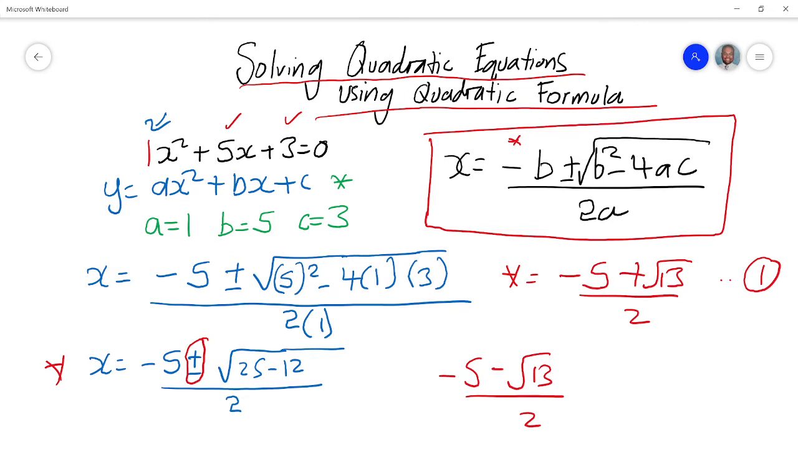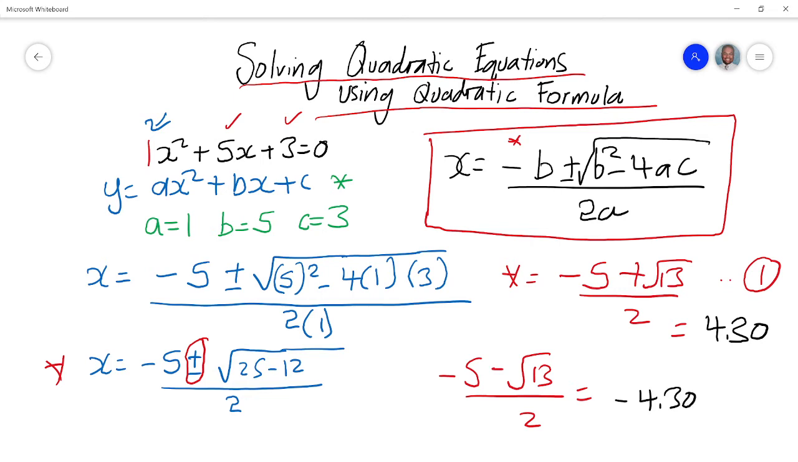All right. Now, suppose this was a calculator-based question. You would now use your calculator to work this out. So you will get two values of x. So that's going to be root 13. So negative 5 plus root 13 divided by 2, and that's going to be 4.30, or negative 5 minus root 13 divided by 2, which is negative 4.30.